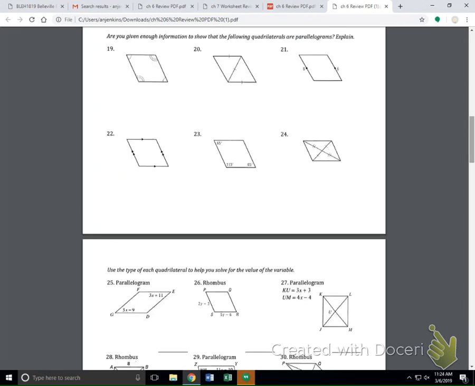So we're trying to see if it's a parallelogram. So is the first one, 19, a parallelogram? Yes. How do you know? Because the opposite angles are congruent. Yes, opposite angles are congruent.